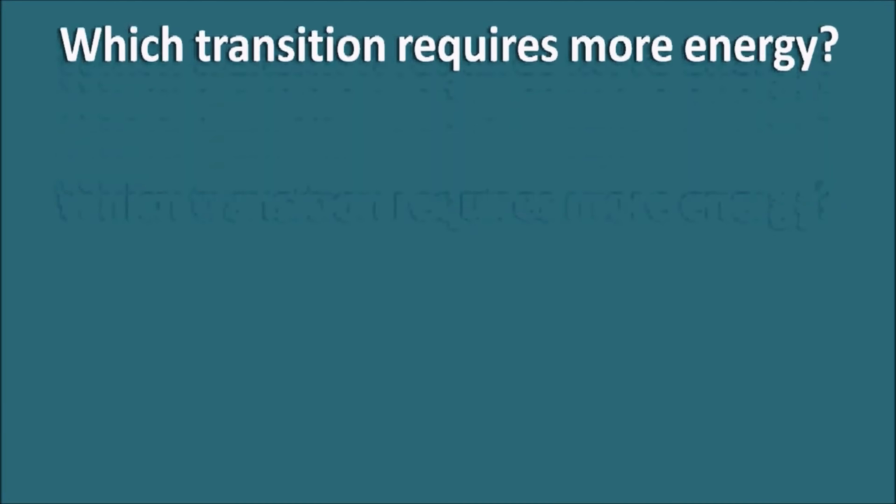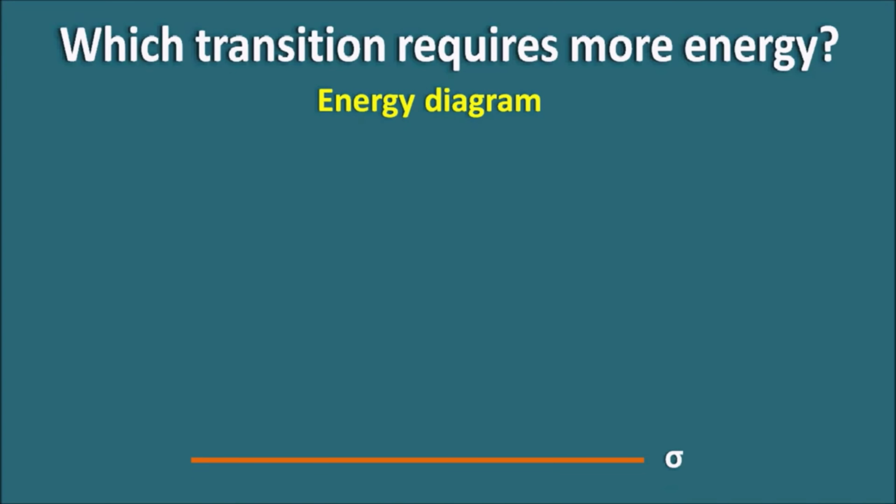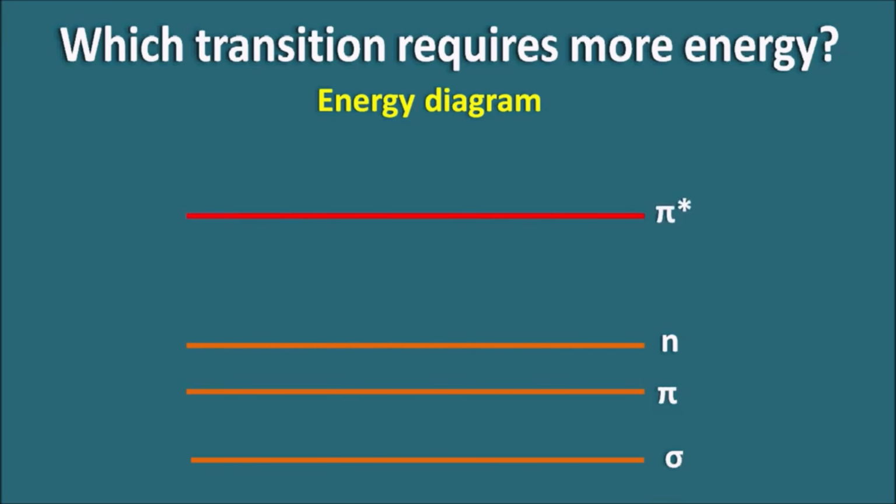In order to study this, we have to see the energy diagram of the different types of molecular orbitals. Sigma bonding molecular orbitals are more stable, so they are less energetic. Then we can see the pi bonding molecular orbitals, and then the n electrons, which are non-bonding. Now if we see the anti-bonding molecular orbitals, the pi anti-bonding molecular orbitals are somewhat less stable, and the sigma anti-bonding molecular orbitals are very less stable, so they occupy the top position within the energy diagram.